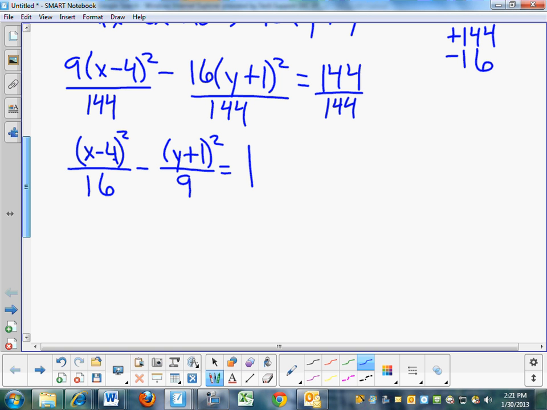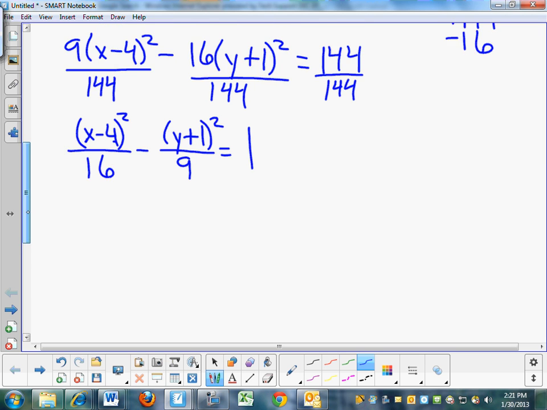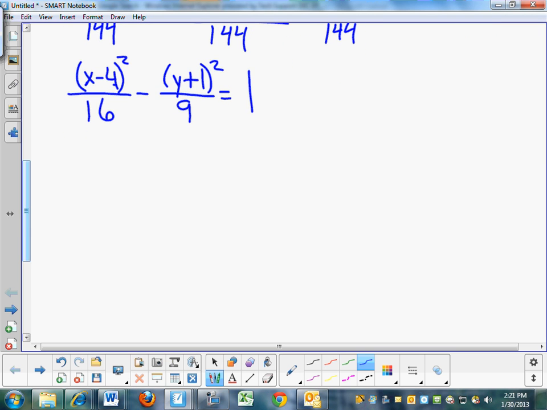So let's talk about graphing that. Is that hyperbola going to go horizontal or vertical? Horizontal. Why? X is positive. Whatever is positive in a hyperbola, that's the direction that it goes. So what I should do is identify the center. What's the center? (4, negative 1). Let's find a, b, and c. What's a? 4. b? 3.